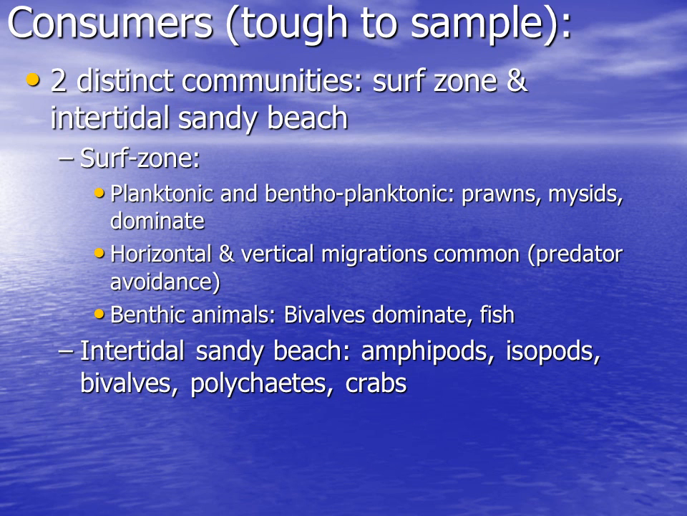So there's, in general, two types of consumers in these habitats. There's both the surf zone consumers and the intertidal sandy beach consumers. In the surf zone, you have plankton and different shrimps, different polychaetes, different amphipods. And these also have a normal horizontal and vertical migration taking place. And then you have some benthic animals like quahogs and clams and different fish that live there that might be eating the producers as well.